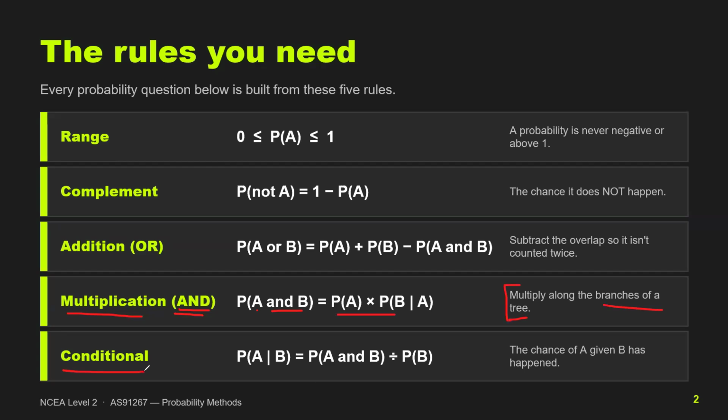Then we have the conditional rule. You take the probability of A and B, then simply divide by the probability of B itself. This will give you the chance of A given B has already happened. So this is the conditional one. Conditional simply implies that one event has already happened and you're trying to calculate for the other one. So these are some of the basic rules when it comes to calculating probabilities.